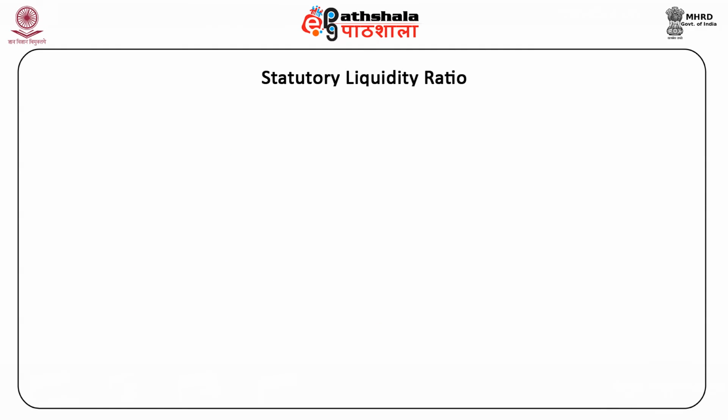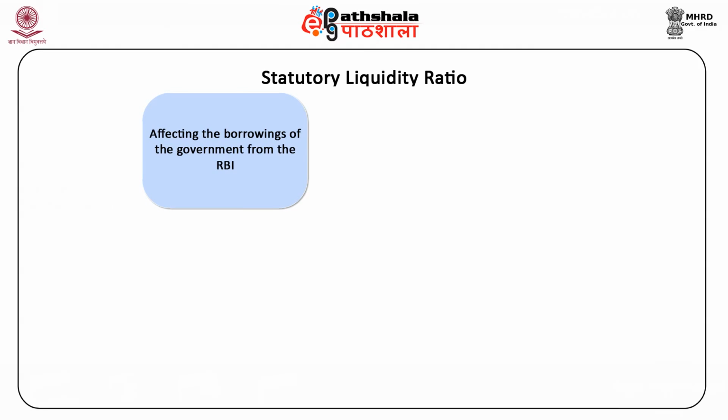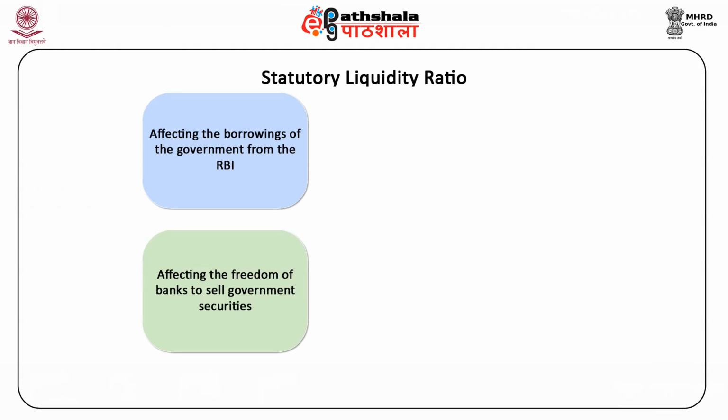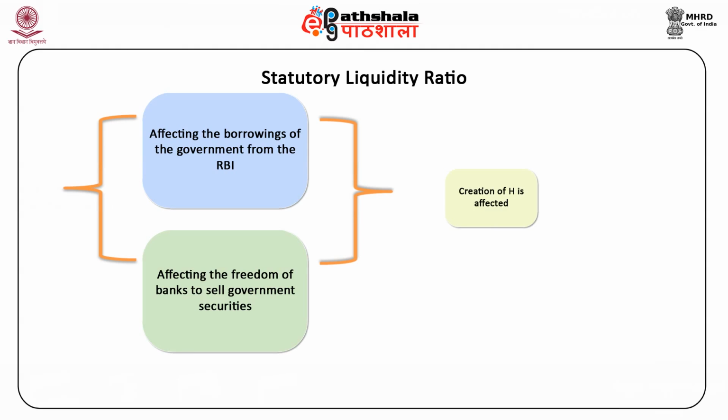The statutory liquidity ratio for banks is yet another tool of monetary control in the hands of the RBI. There are two distinct ways in which the SLR operates as an instrument of monetary control. One is by affecting the borrowings of the government from the RBI. The other is by affecting the freedom of banks to sell government securities or borrow against them from the RBI. In both ways, the creation of H is affected and thereby variations in the supply of money.